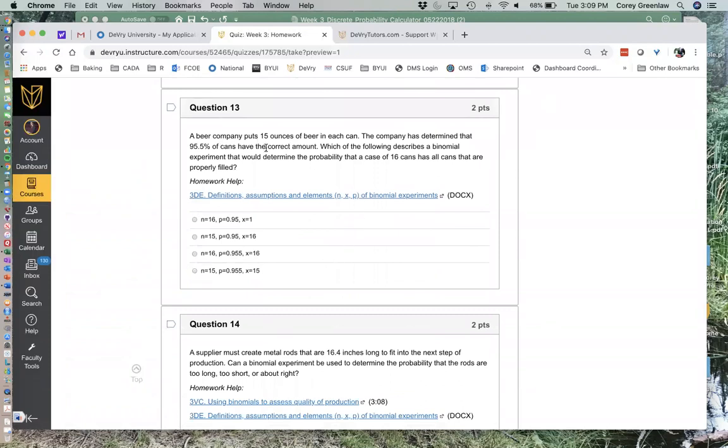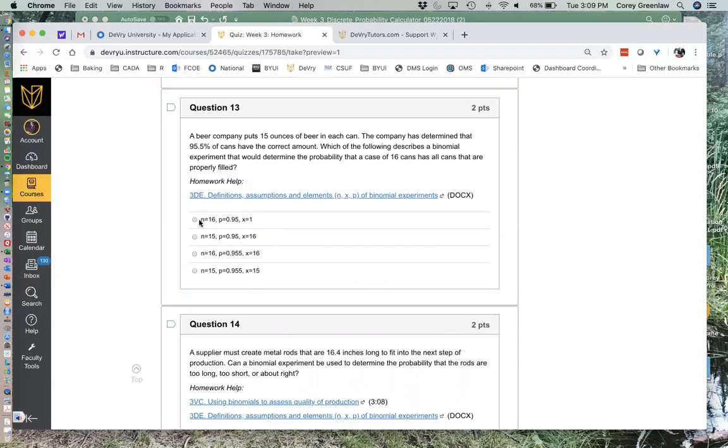A beer company puts 15 ounces of beer in each can. The company has determined that 95.5% of cans have the correct amount. It's the probability of being correct. Which of the following describes the binomial experiment that would determine the probability that a case of 16 cans has all cans that are properly filled?